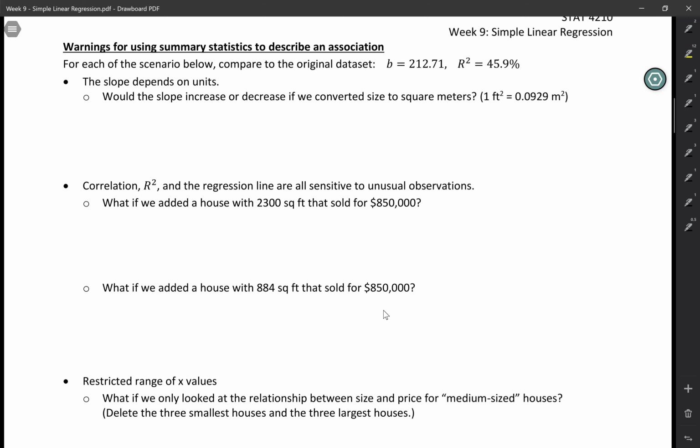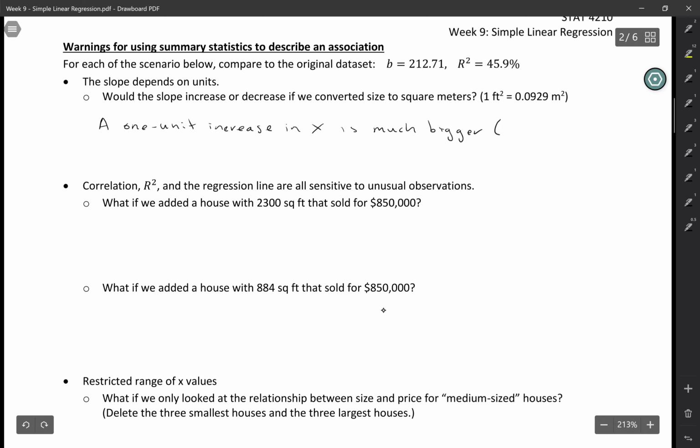So if we were to convert size to square meters, let's think about how a 1 unit increase in x would mean something different now. If we're using square meters instead of square feet, then a 1 unit increase in x is much bigger than it would have been before, right? Because we know that 1 square meter is much larger than 1 square foot. So if you're making a bigger increase in your explanatory variable, a bigger increase in the size of the house, then this is going to lead to a bigger change in the price. Since that's our interpretation of the slope, that means that our slope would increase.